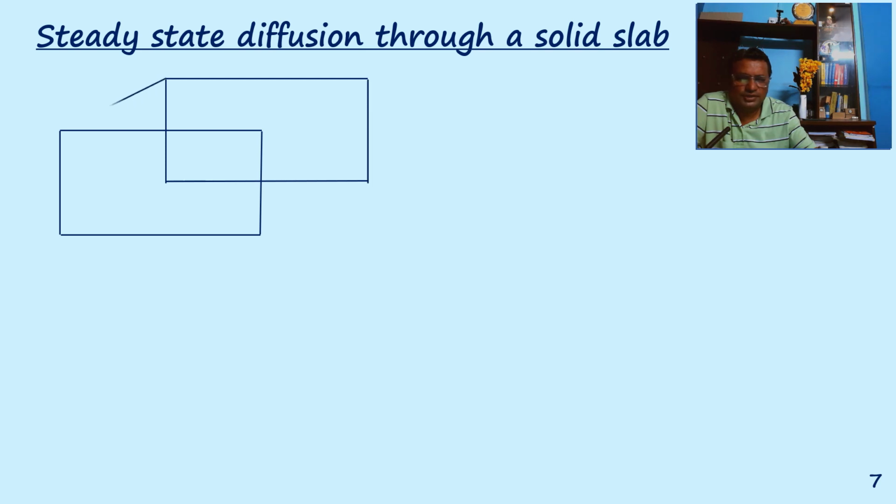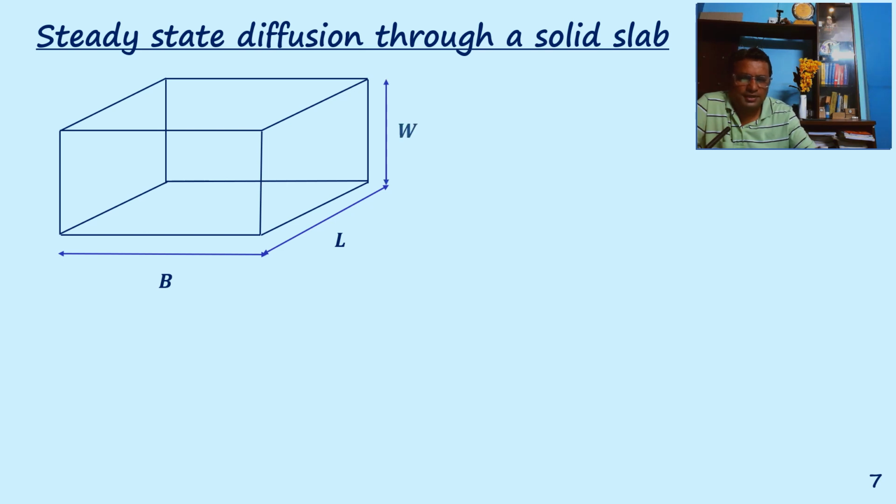So you can see you have a solid slab over here. Let this dimension be B, this dimension be L, and this dimension be W. And let us say that component A is diffusing in this direction. So over here on this side you have component A, and then component A is diffusing through the solid, and then it will be diffusing to this face.